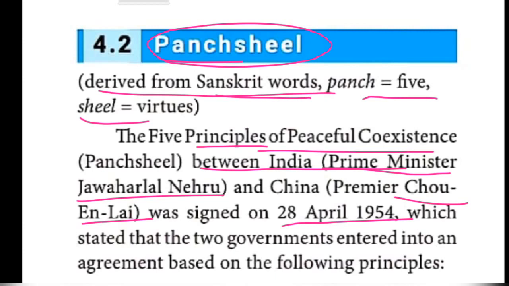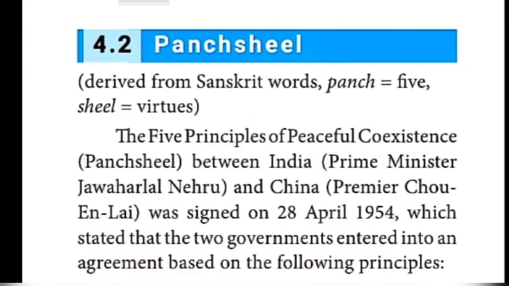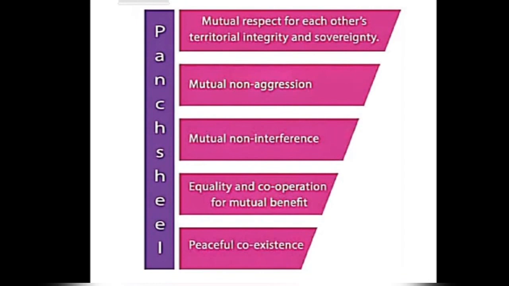These two personalities met together and signed the Panchashil on 28th April 1954. This Panchashil stated that the two governments entered into an agreement based on the following principles. Actually, what was the matter? Both countries, India as well as China, had a problem over Tibet. Regarding Tibet, they had a problem. That time only Nehru decided to sign which treaty? Yes, Panchashil. Okay, so the Panchashil principles are given in your book also.